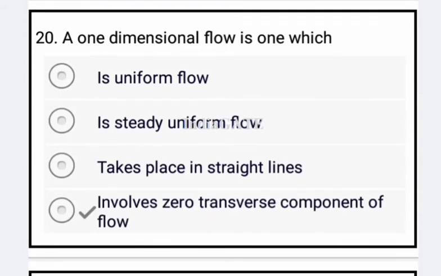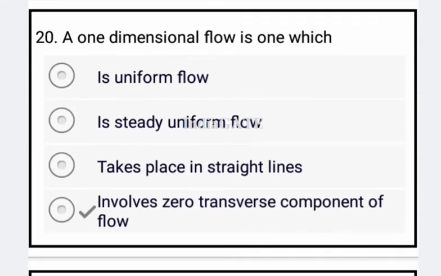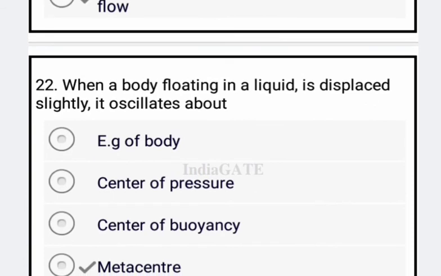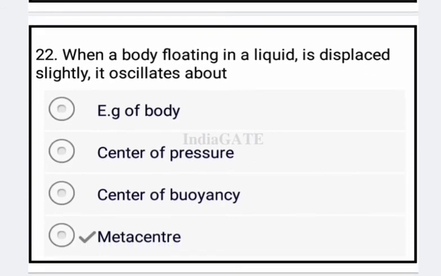Next question. A one-dimensional flow is one which? The correct answer is option D, that is involves zero transverse component of flow. Next question. When a body floating in a liquid is displaced slightly, it oscillates about? The correct answer is metacenter, option D.